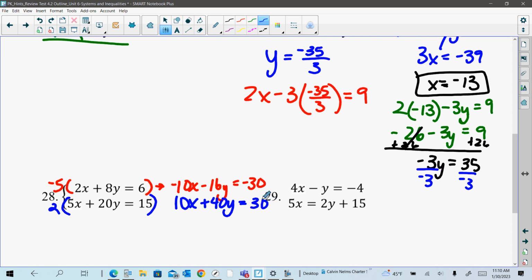Oh, I said 16. Oh, the bottom one. This should be 40 as well. Sorry. I forgot to multiply the 5 times 8.